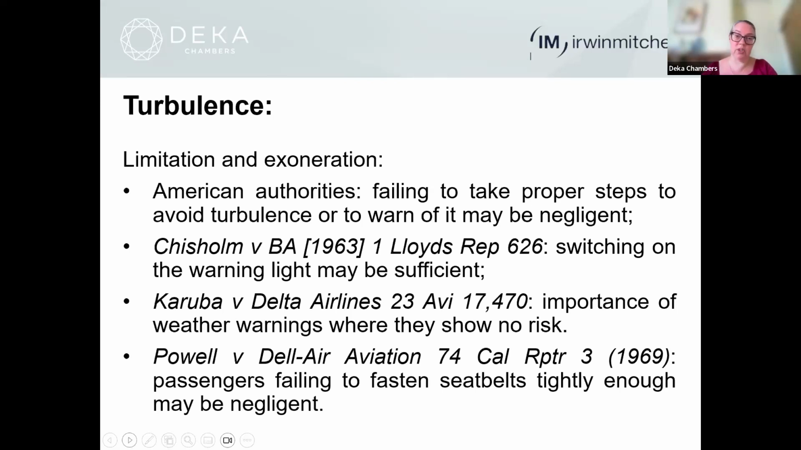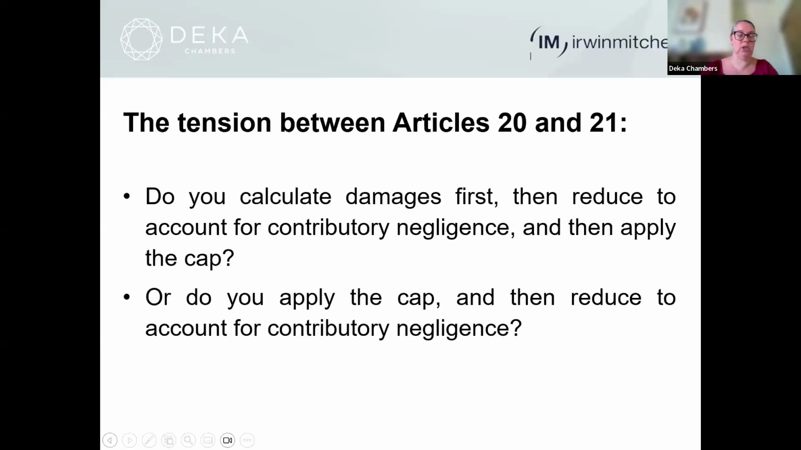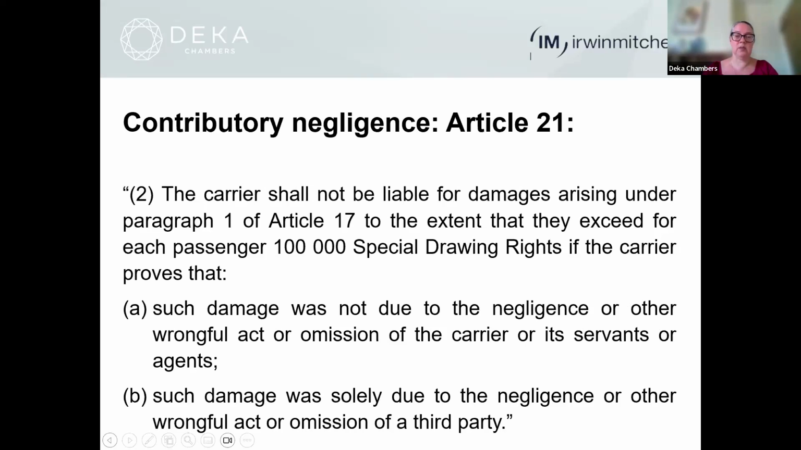And they would also have shown, of course, the second limb of Article 21.2, the B limb, that the accident was solely due to the negligence or other wrongful act or omission of a third party. And we had, during Wuchner, an ultimately sterile argument about whether you could ever show that the damage was solely due to the negligence or other wrongful act without also showing that it wasn't due to the negligence of a carrier. And it's actually quite hard to imagine a situation where you would show B but not A. So B looks like a bit of a dead letter to me.